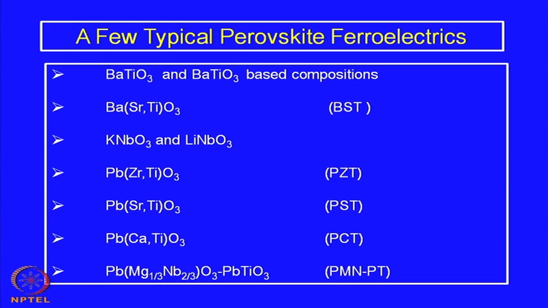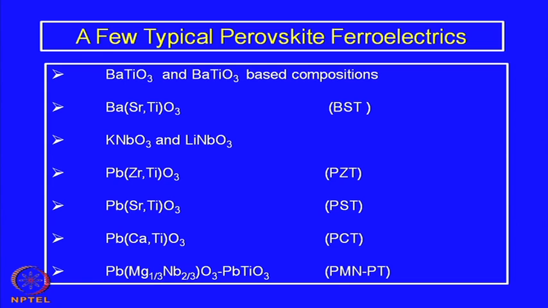The last group in this series is what we call lead magnesium niobate. In fact, the basic compound is lead magnesium niobate, whereas a solid solution is normally used with lead titanate. So, it is lead titanate and lead magnesium niobate, in short known as PMN-PT. Now, this is a completely different group of compounds other than perovskites.